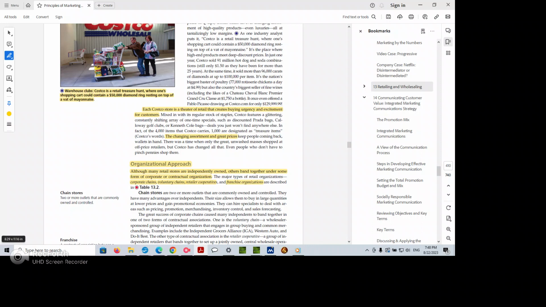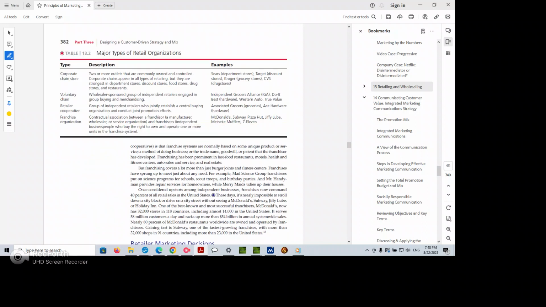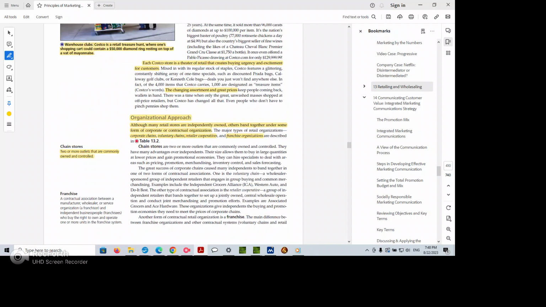Now, in terms of chain stores, those are two or more outlets that are commonly owned and controlled.